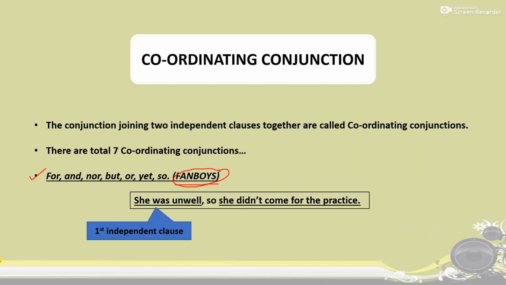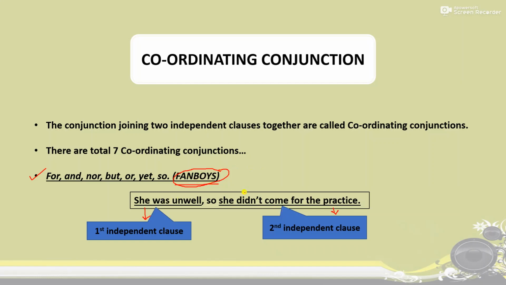Now this first half, she was unwell. This is the first independent clause. First independent clause means that if we read this sentence alone, she was unwell, we understand the complete meaning of this sentence. And so this is called the first independent clause or the first meaningful sentence. Similarly, the second half, she didn't come for the practice. Again, when we read this sentence on its own, we understand its complete meaning. So we can clearly state that this is the second independent clause or the second meaningful sentence.